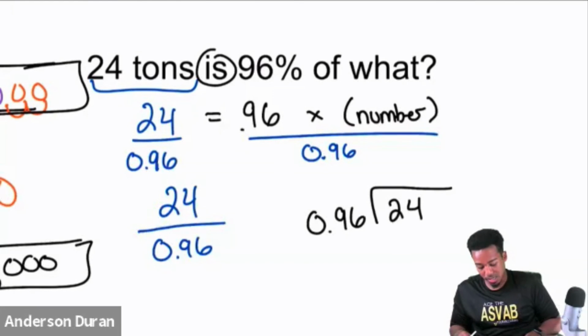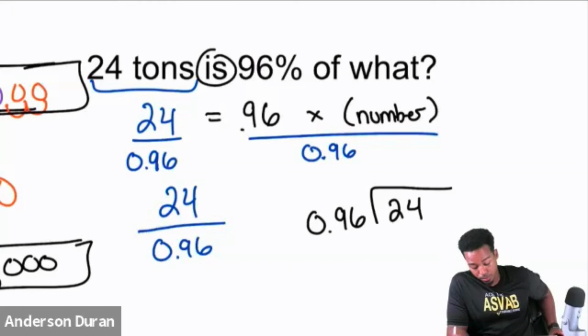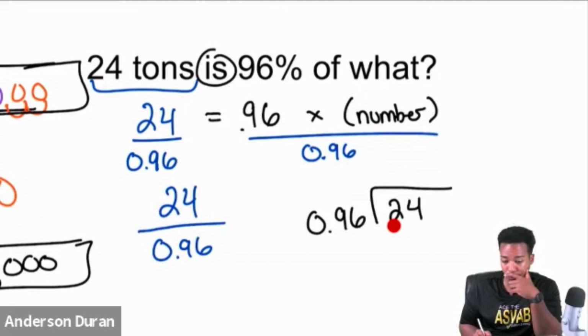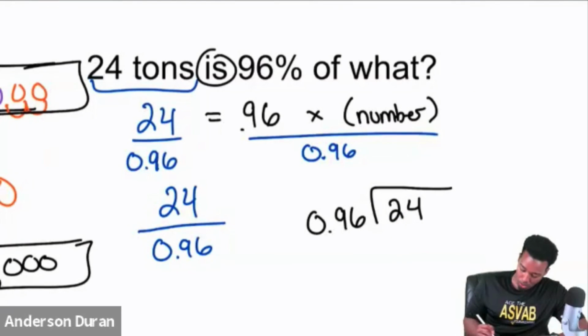And so with that said, let's go ahead and get to it. So does 96 go into 2? Yes or no? Go quick. No, it does not. So we're going to mark a 0 right there.